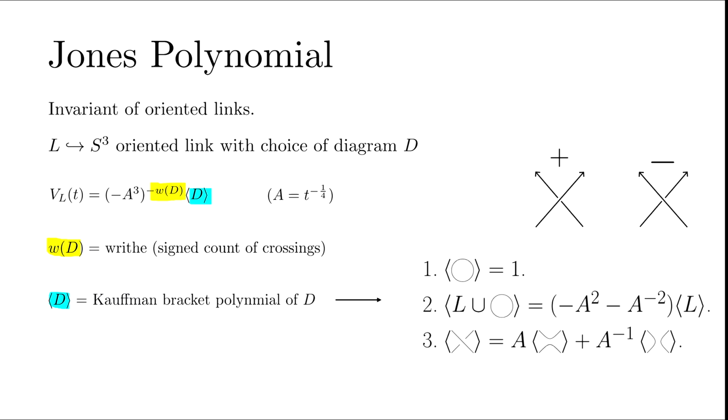So you'll have some picture with some crossings. First, you can use the third rule to eliminate all the crossings and get a linear combination of crossingless closed curves, so just a bunch of circles. Then you can use rules 2 and 1 to evaluate each diagram of circles and end up with a polynomial in A. And if you'd like, you can change it to a polynomial in T.